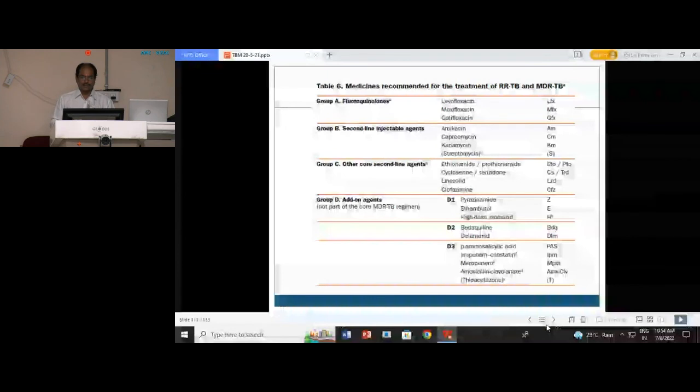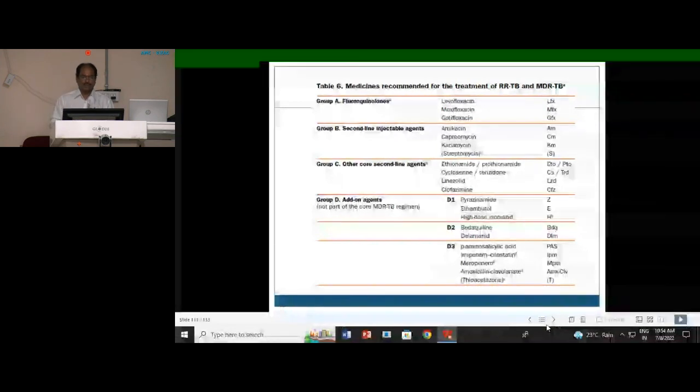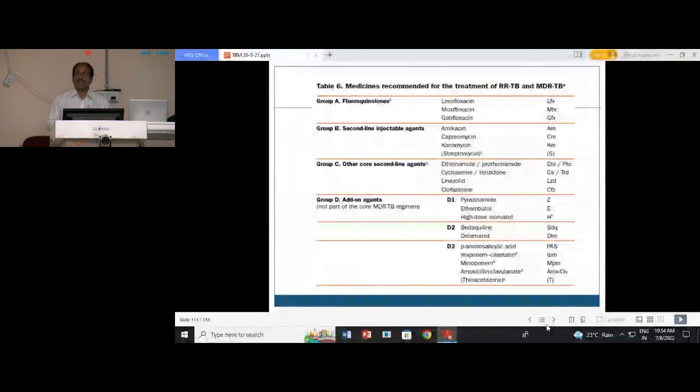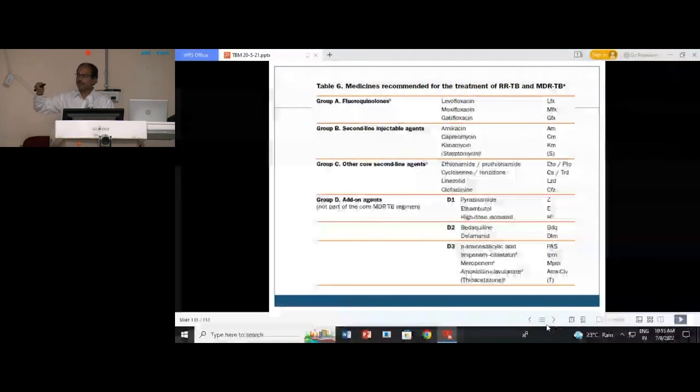What drugs do you see in Group C? Ethionamide, prothionamide, cycloserine, linezolid, and clofazimine. We use ethionamide and cycloserine or linezolid from Group C. We frequently use these 2 drugs, as they are easily available outside. Ethionamide, cycloserine, linezolid, clofazimine are all available. The point is, you have to make 5 drugs, including 1 pyrazinamide, which is used in AKT4 or 4-COX.